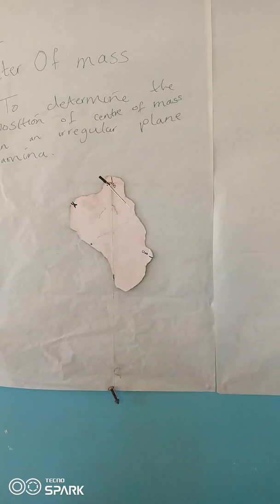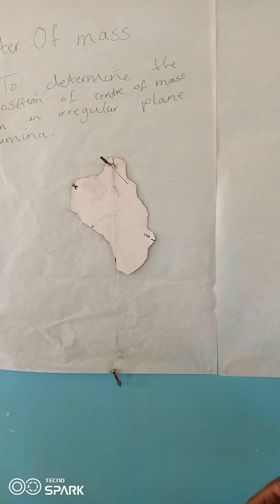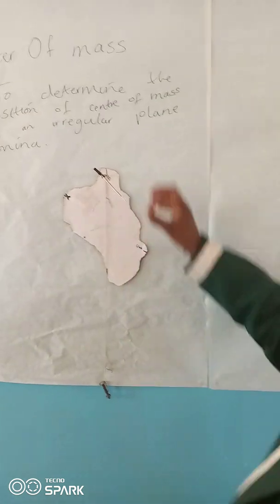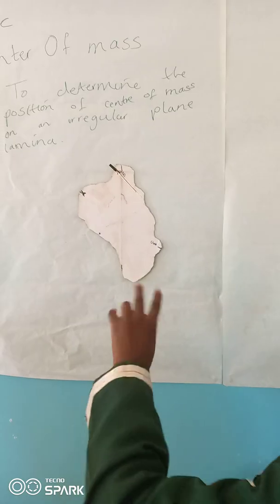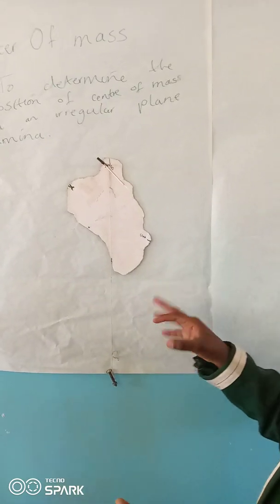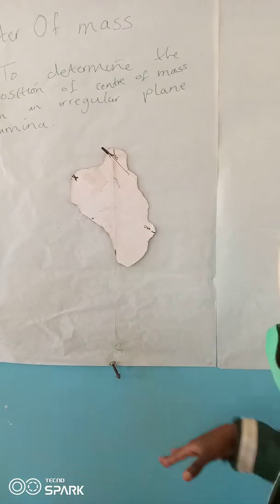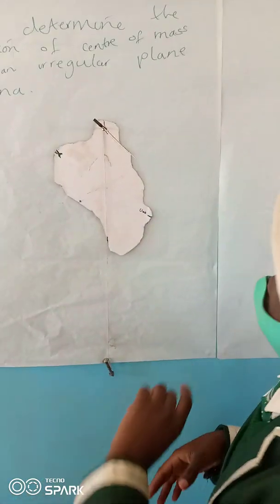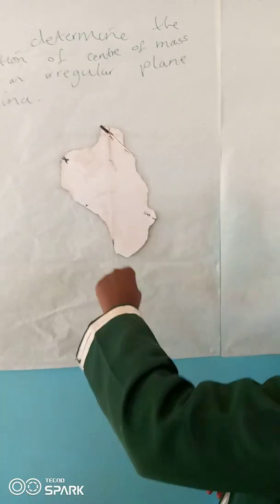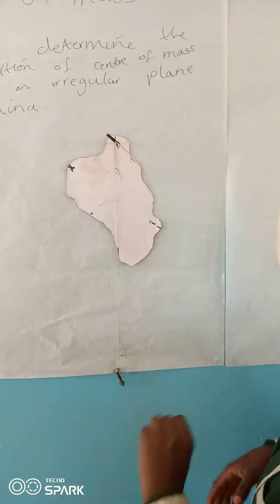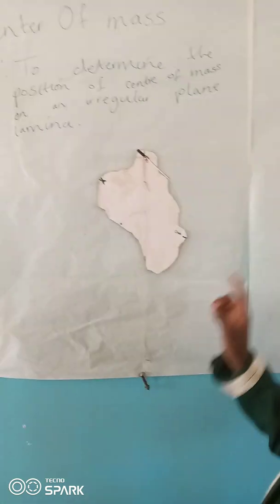Okay, I kind of left out some important details. Before you suspend this plumb line, you must first punch at least 3 holes on any point of this lamina, of which I've already done that. So, I'm going to suspend this plumb line on this lamina. So, I'm just going to swing it.